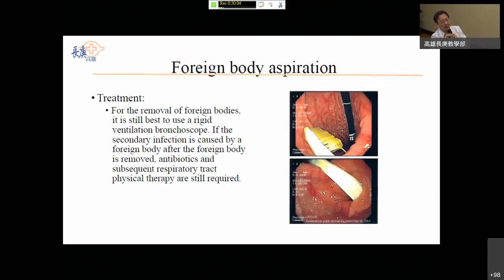In this situation, the toothbrush was removed, as we can see, through an endoscope. And if the endoscope fails and cannot remove the toothbrush, the only way to remove it is through operation.